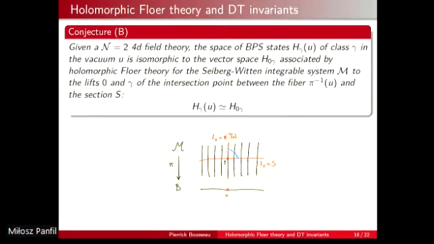And the conjecture is that this vector space is isomorphic to the vector space that you obtain by running holomorphic Floer theory for the Seiberg-Witten integrable system. So for this particular hyperkähler manifold M, where you consider these two Lagrangians, a fiber and a section, and you consider the two critical points corresponding to 0 and gamma.